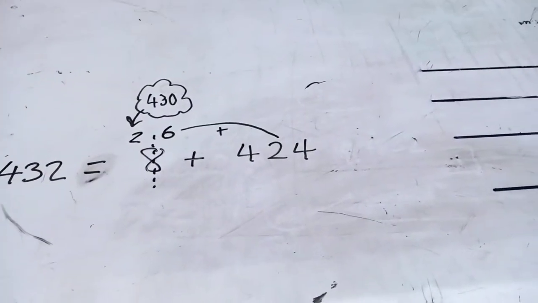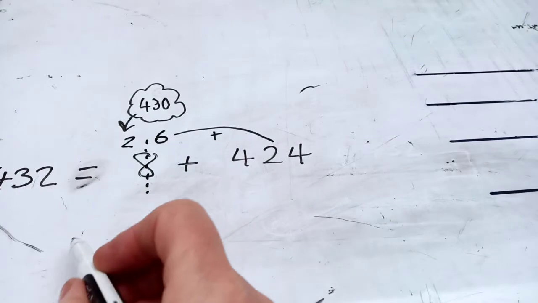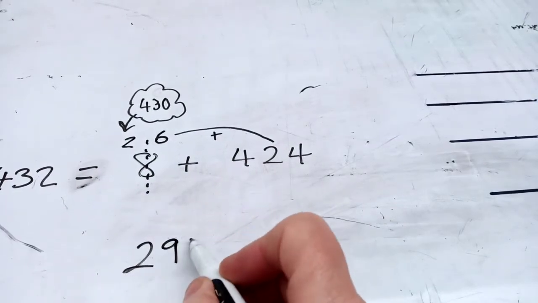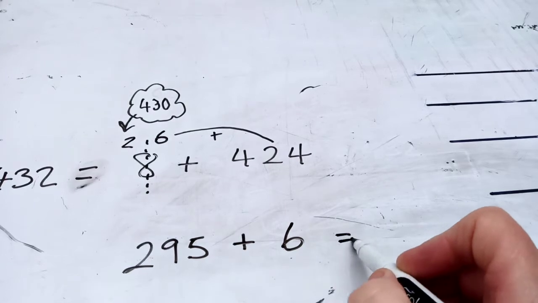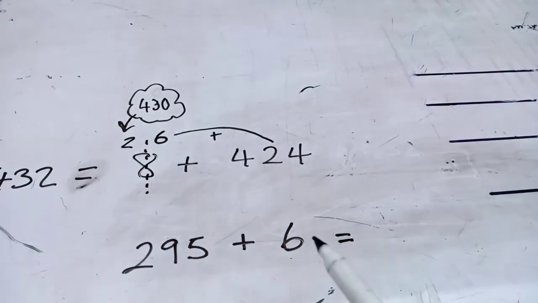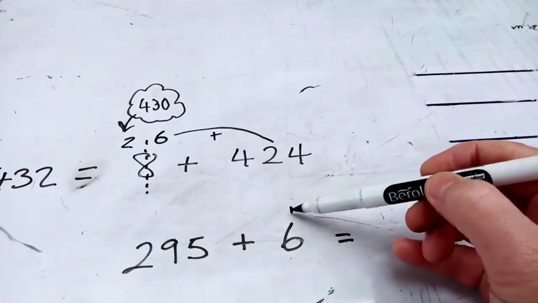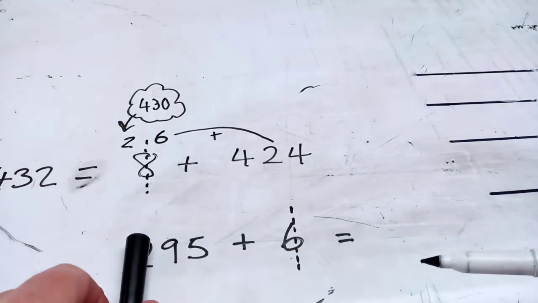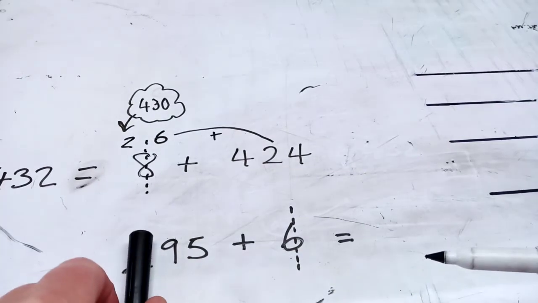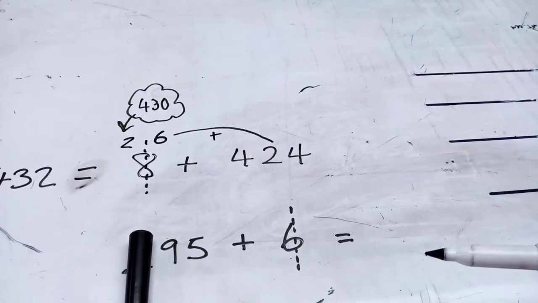I'm going to do one more of those. This time I'll start with the first one. It's 295, add 6. I could count on if I wanted to, but I'm not going to. I'm going to choose the smallest addend, and I'm going to partition it. I'm going to cover up my hundreds because it makes it easier, but you don't have to. What's the nearest 10 up from 95? The nearest 10 up is going to be 100.